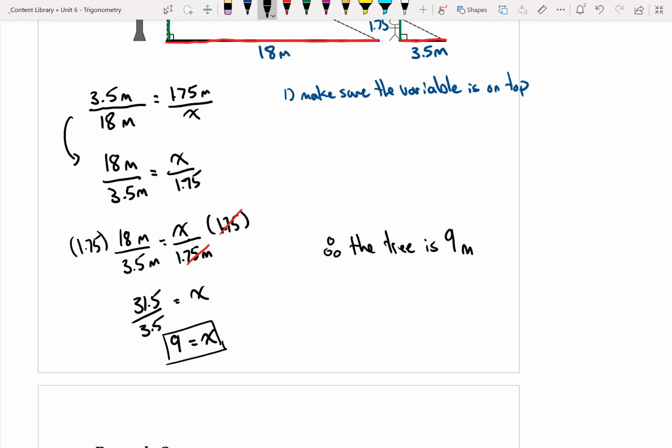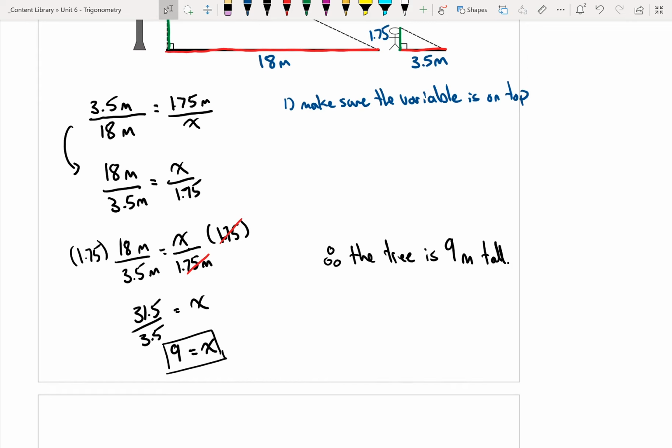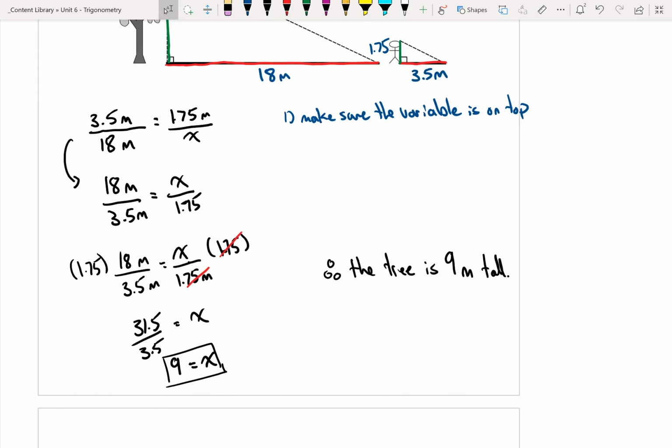So the tree is 9 meters tall, or 9 meters high. So that's using similar triangles to help us find the height of another object.